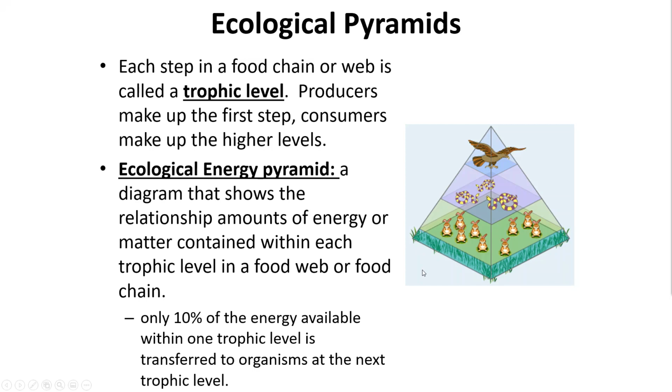So only about 10% of the energy that these grasses have is going to be able to be transferred into the rabbits, which is then only 10% of their energy gets transferred to the snake, and only 10% of the energy of that is transferred to the hawk. So therefore, we need a lot of producers in order to have that energy to keep that first level of consumer alive.